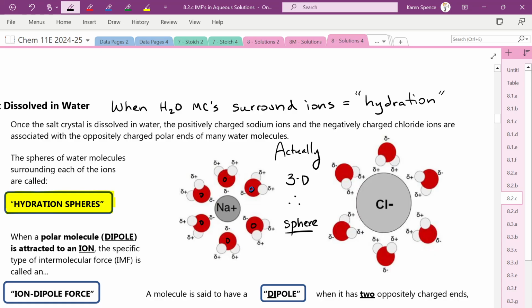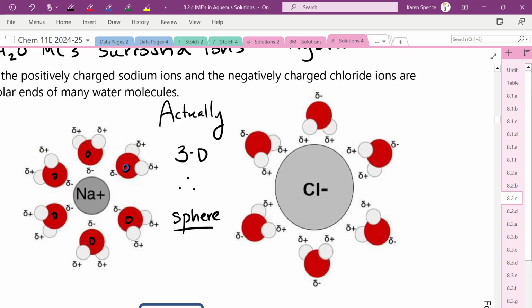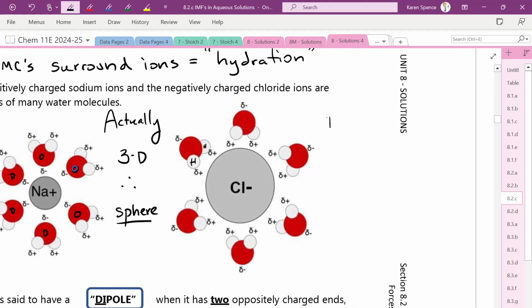So you get a hydration sphere around sodium. That's just the little water molecules that surround sodium. And you get a hydration sphere around chloride. And the positive hydrogens are all going to point towards the chloride. You should be able to draw this kind of diagram for your Unit 8 test, which is not tomorrow. That's 6 and 7. But when we come to this one, be able to draw it for the Unit 8 test.